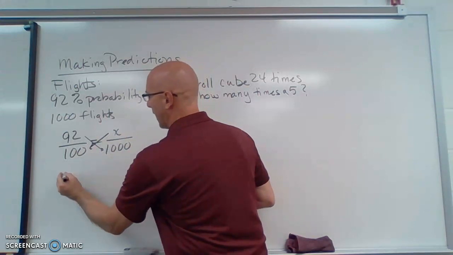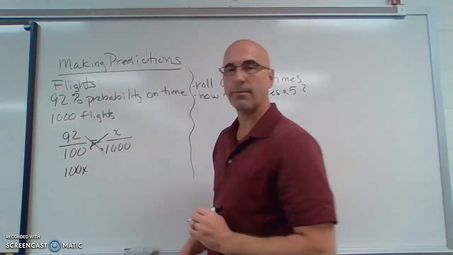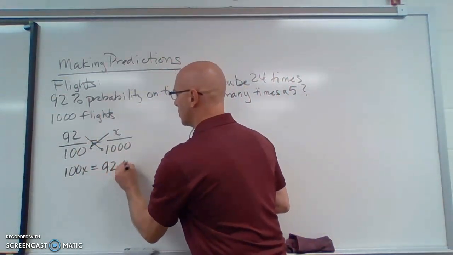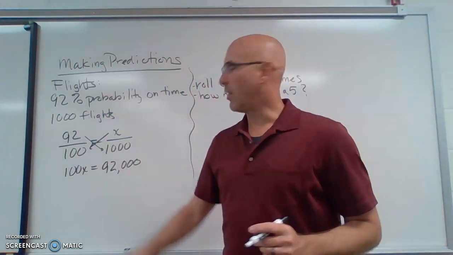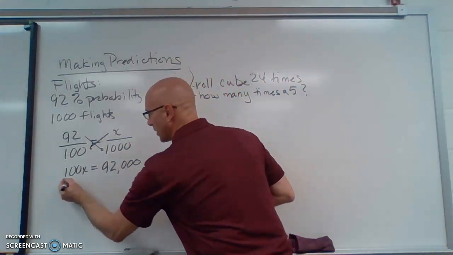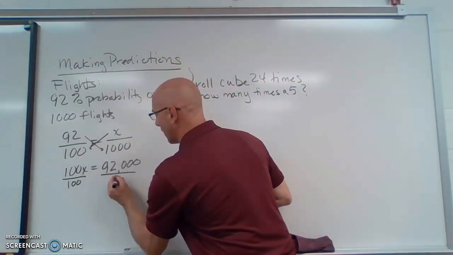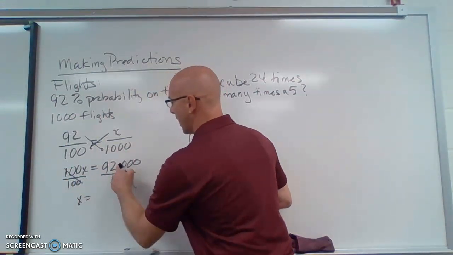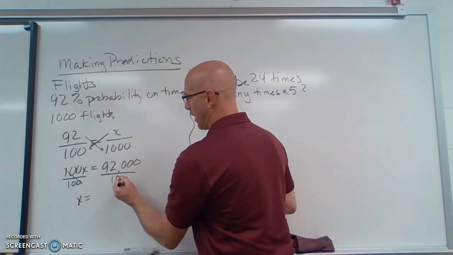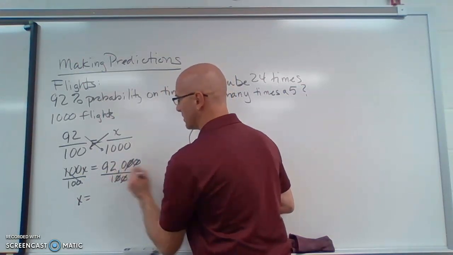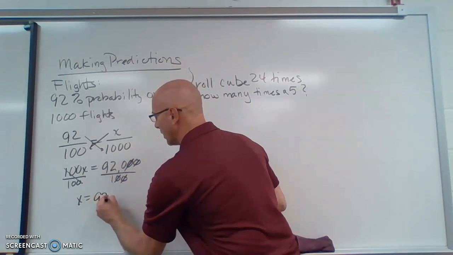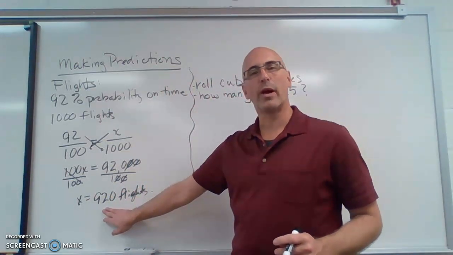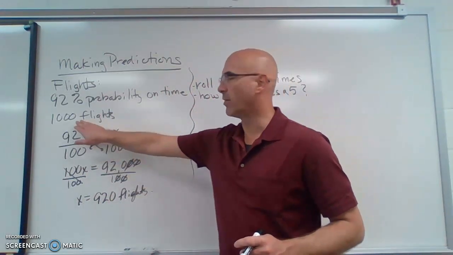So this 100 and the x, those are multiplied by each other. And then 92 times 1,000 is 92,000. Now this is a one-step equation. We are going to divide by 100. Cross that out, so this becomes x. 92,000 divided by 100, we can start crossing off these zeros. So we are left with 920 flights. Approximately 920 flights will be on time out of the 1,000.